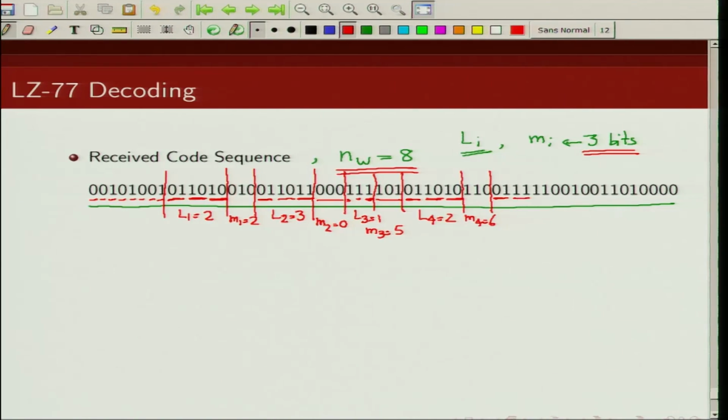So M4 is 6. Here I look at run of 1. So I look at next 2 bits, that's 3. So the next 3 bits will give me the value of L5, and that is 6. So L5 is 6, and the next 3 bits are used for encoding of M, and that is 2. So M5 is 2, and again here there's a run of 1. So look at next 2 bits, that is 2. So again look at next 2 bits. So L6 comes out to be 2, and the next 3 bits corresponds to M6, which is 0.